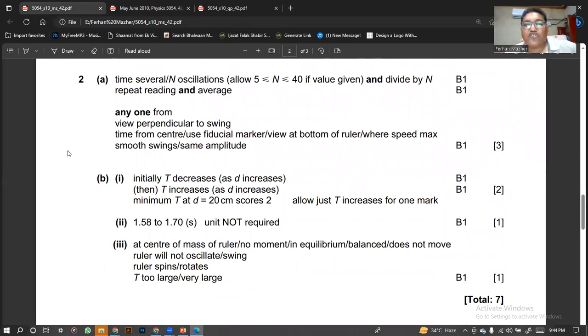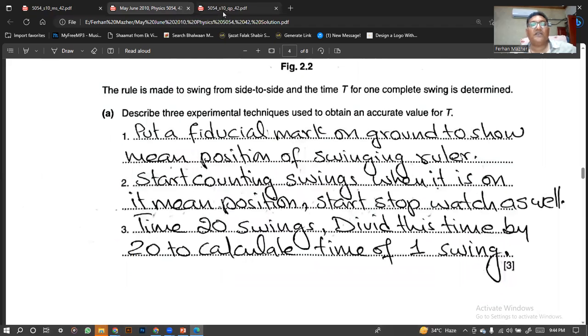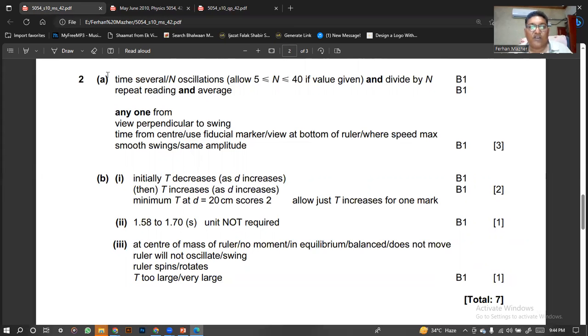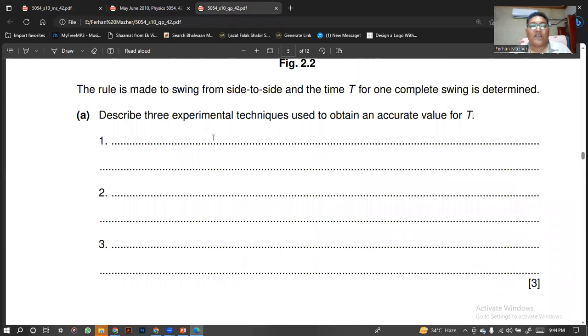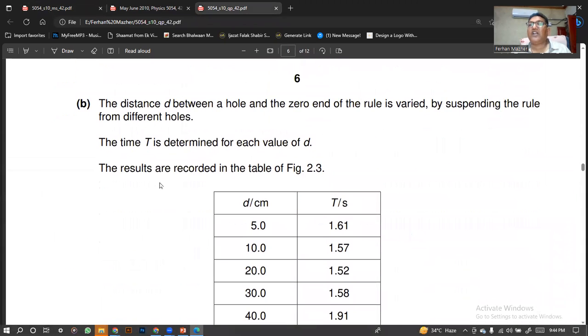Okay. So here question number 2, its marking scheme is showing up here. You can pause the video if you want to read these answers. Okay. So we are going to the next question. And that's the B part of question number 2.